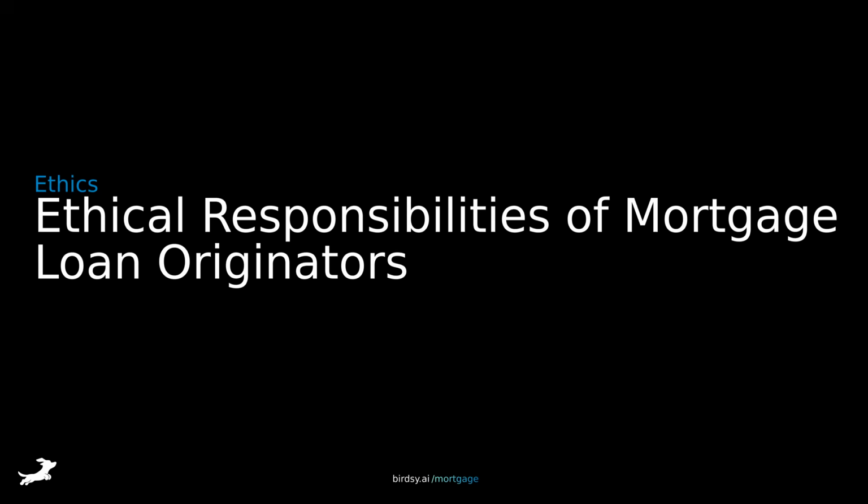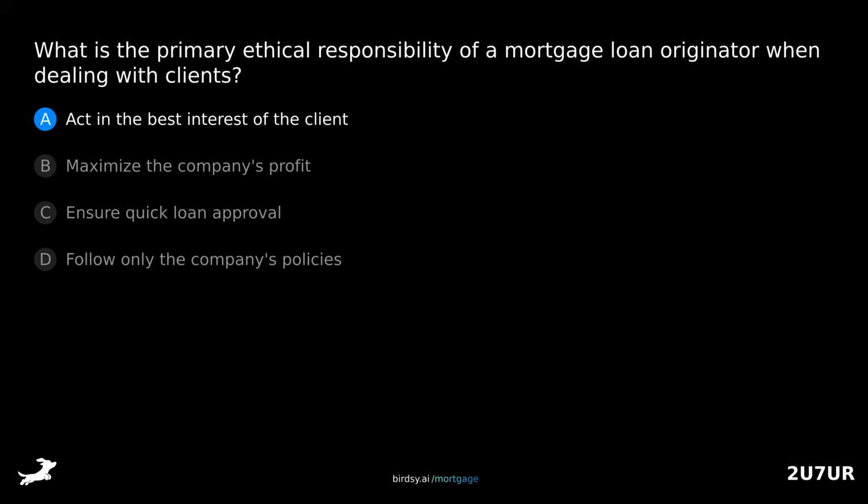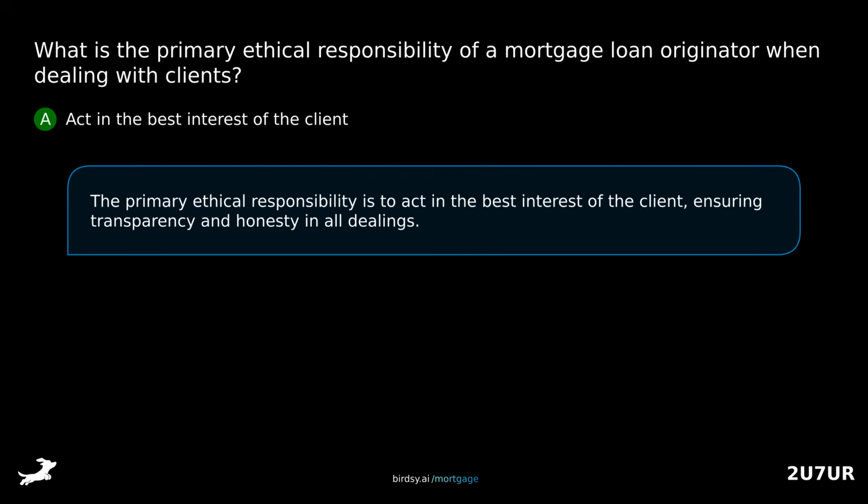Ethical responsibilities of mortgage loan originators. What is the primary ethical responsibility of a mortgage loan originator when dealing with clients? Is it A, act in the best interest of the client, B, maximize the company's profit, C, ensure quick loan approval, or D, follow only the company's policies? The answer is A, act in the best interest of the client. The primary ethical responsibility means to act in the best interest of the client, ensuring transparency and honesty in all dealings.